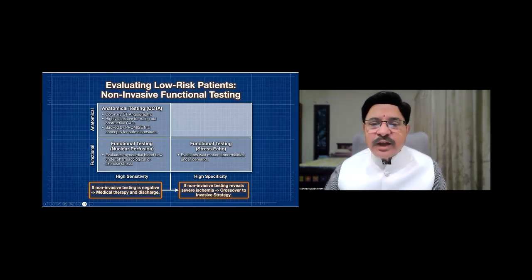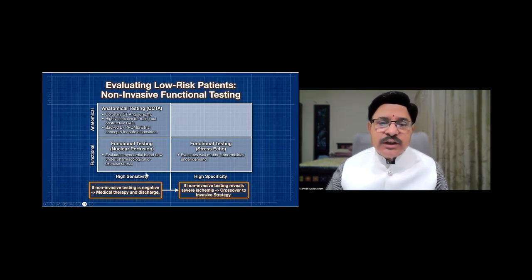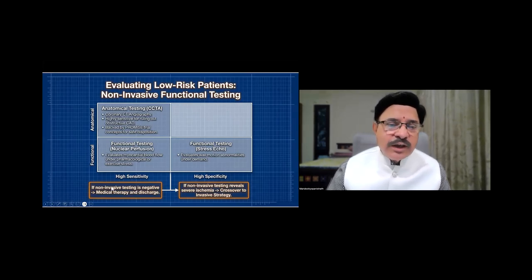Why? This is high specificity. That means if it is positive, the disease is certain. High sensitivity: if it is negative, it rules out the disease. These cannot confirm the disease. This can confirm the disease. High specificity cannot rule out the disease. High sensitivity cannot confirm the disease.